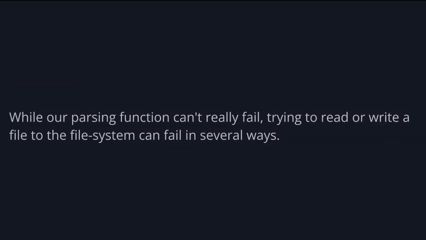While our parsing function can't really fail, trying to read or write a file to the file system can fail in several ways. It would be nice if our static blog generator was robust enough that we would not fail completely if one single file gave it some trouble. This is an excellent opportunity to learn about error handling in Haskell, both in effectless code and for input-output or IO code. In the next few chapters, we'll survey the landscape of error handling in Haskell before figuring out the right approach for our use case.